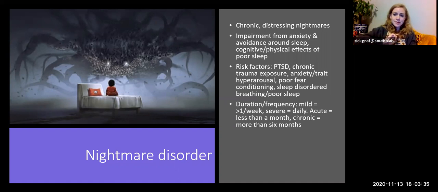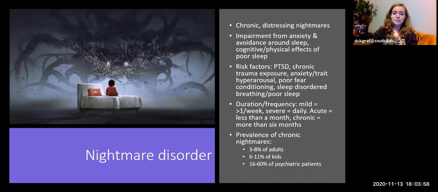There are severity criteria for this disorder. So mild nightmare disorder is when the nightmares happen less than once a week. And severe is when someone is having nightmares every time they sleep. There are also phases of acuity. So we would consider it acute nightmare disorder when someone has had the problem for less than a month, because that acknowledges that this disorder often does resolve on its own. But chronic nightmare disorder is diagnosed when someone has had recurrent distressing nightmares for more than 6 months.